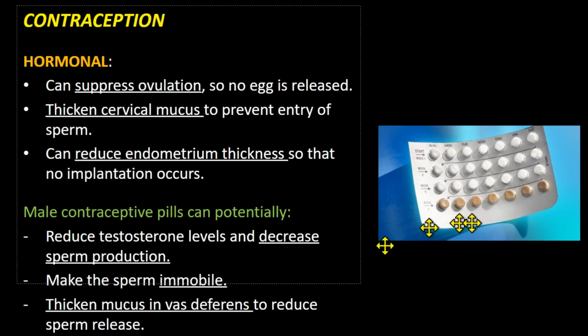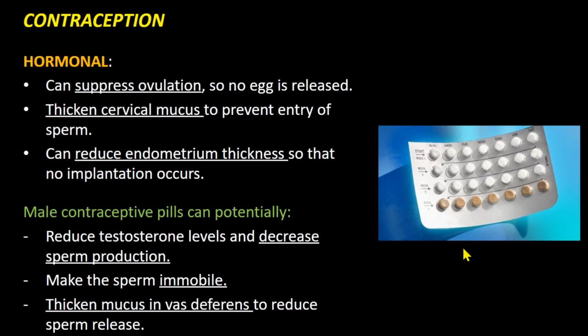Now, what you have to remember about birth control pills for women is that they have to be taken at the beginning of the cycle and they have to be taken every day for them to be effective.